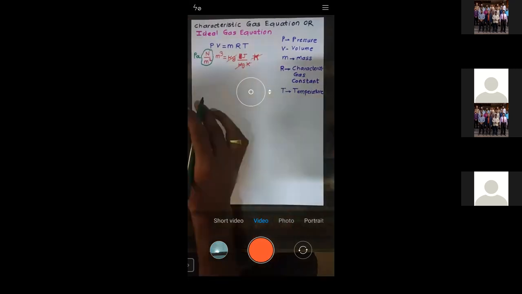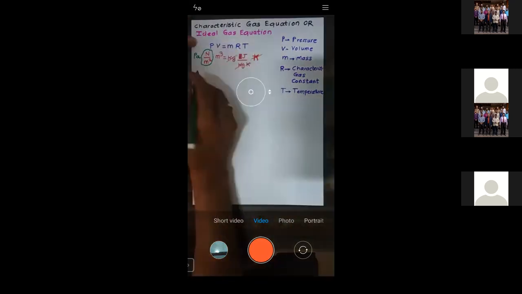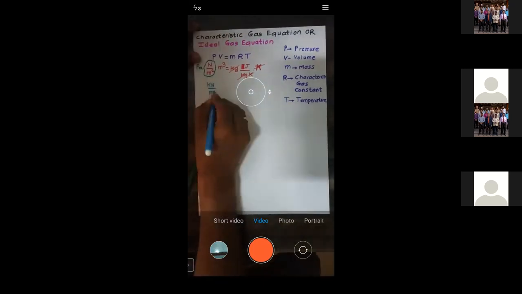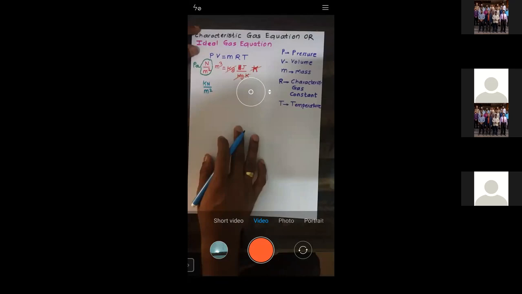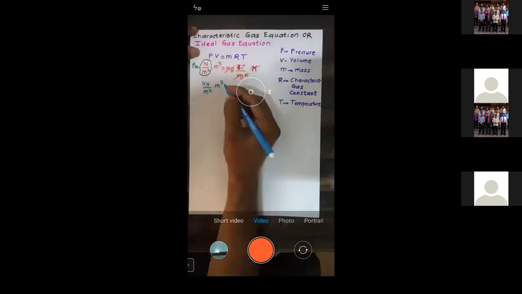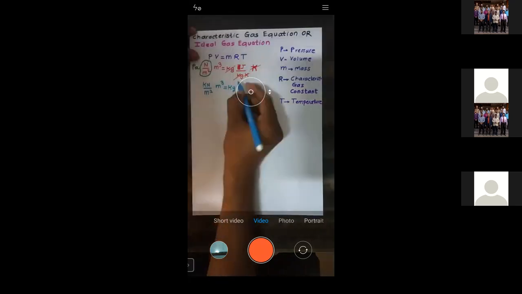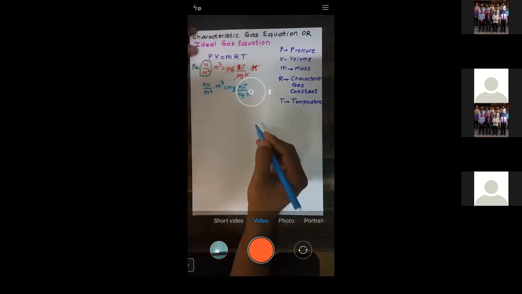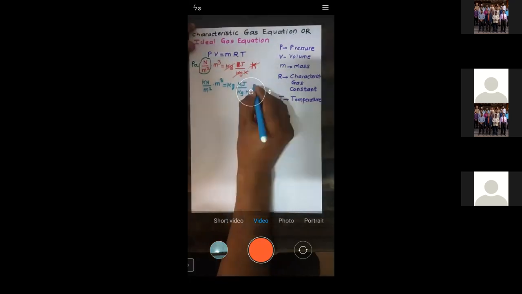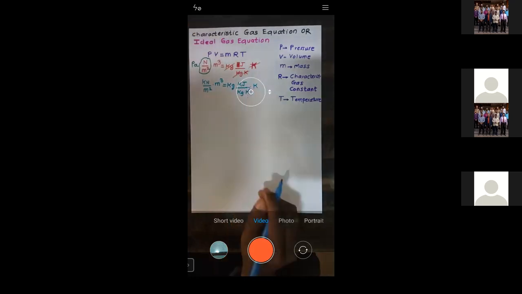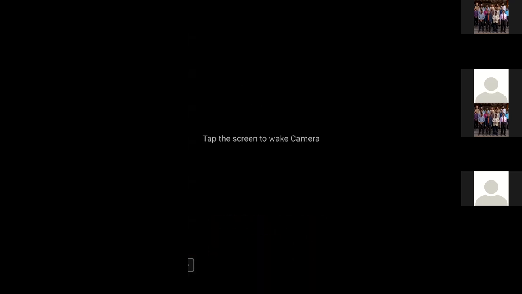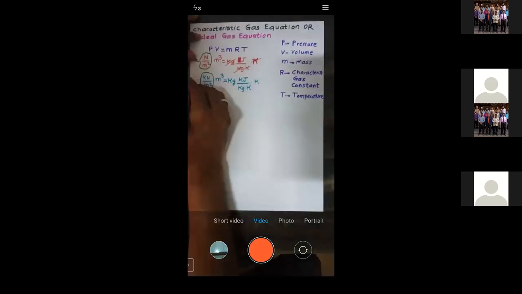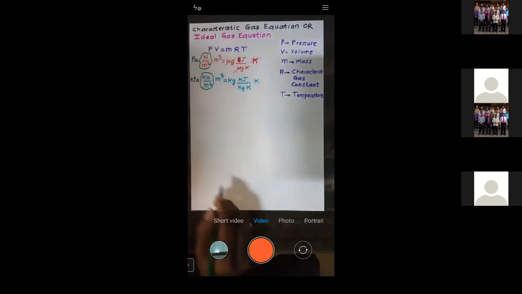Similarly, if I take pressure in kilo Newton per meter square, see what I'm writing. Volume I will take in meter cube. Mass I will take in kg. Now R I will take in kilojoule per kg Kelvin. And temperature is in Kelvin. Now, what is kilo Newton per meter square? It is kilopascal.